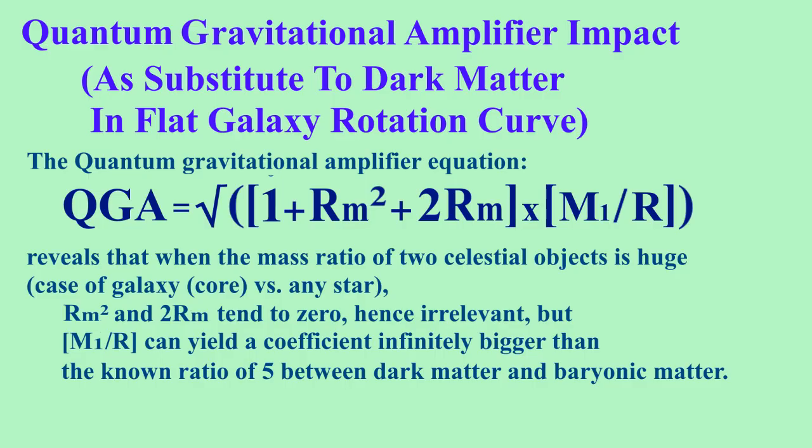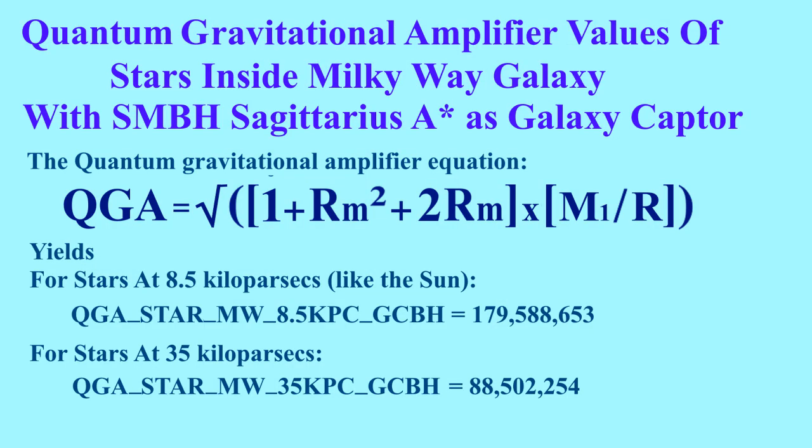the two celestial objects is huge, like the general cases of galaxy or galaxy core versus average stars in it, the terms Rm squared and 2Rm tend to zero, hence irrelevant, but the term m1 over r can yield a coefficient infinitely bigger than the known ratio of 5 between dark matter and baryonic matter.